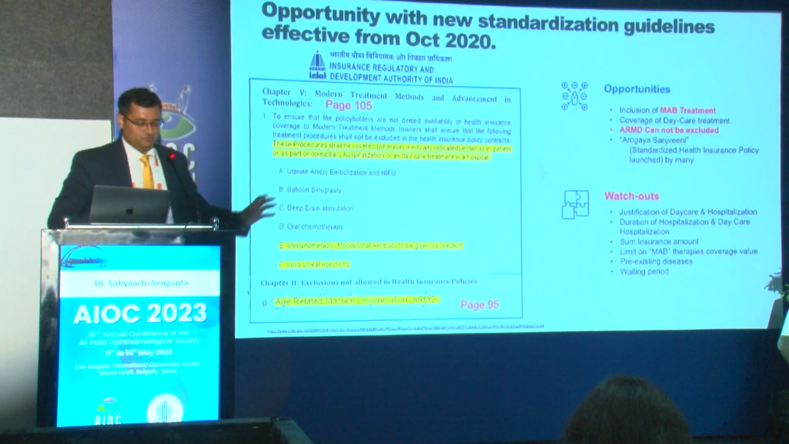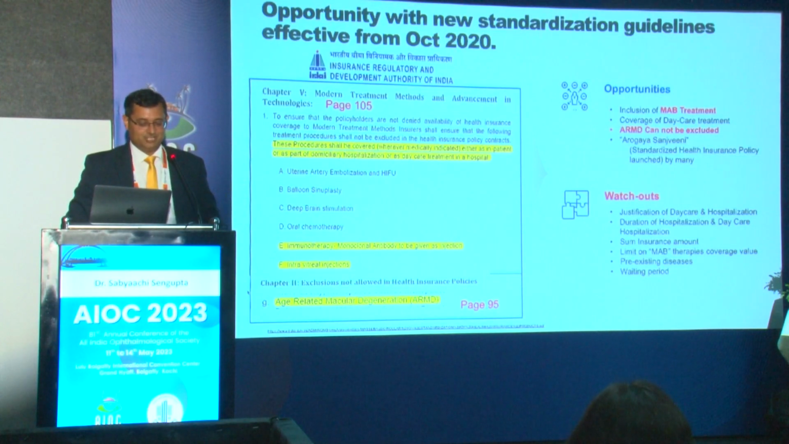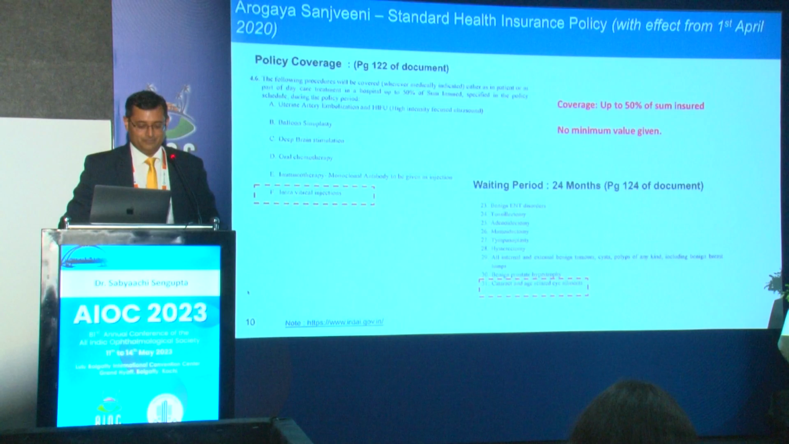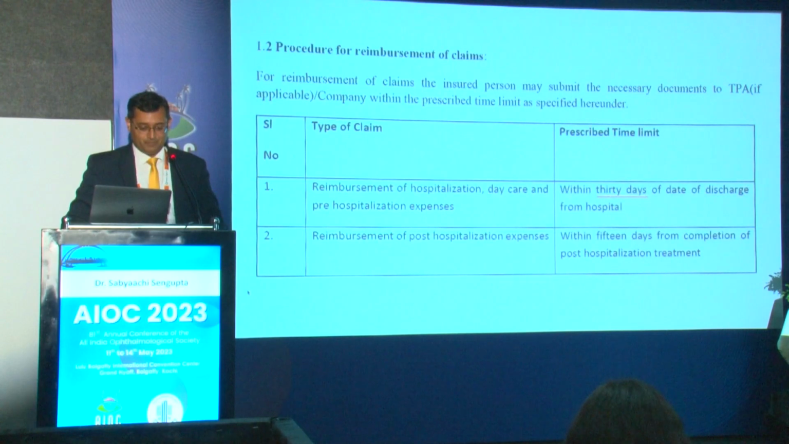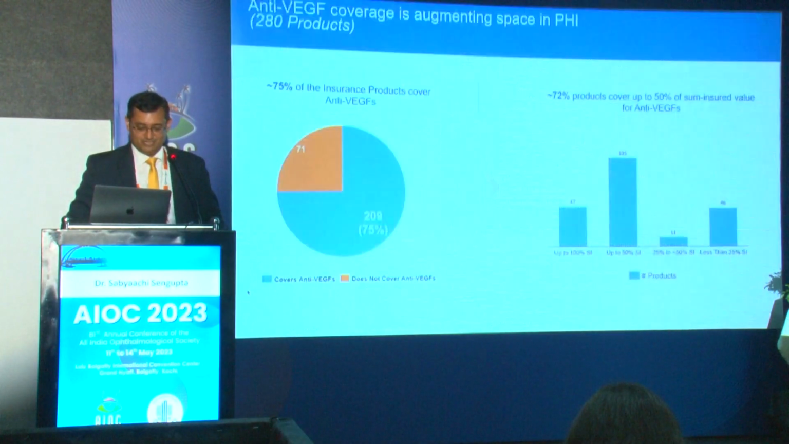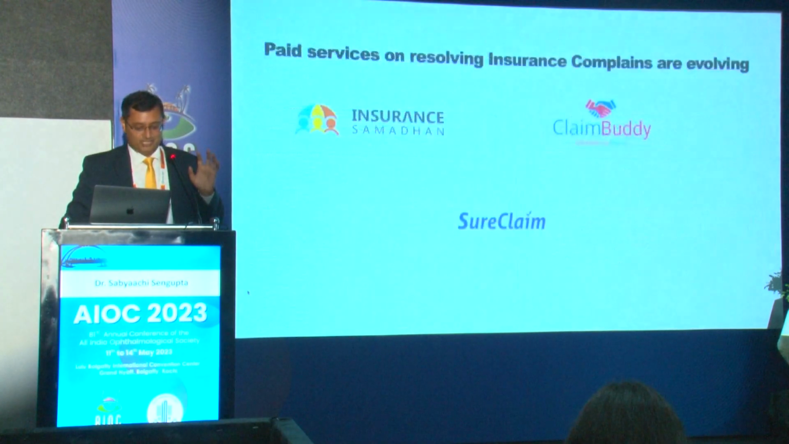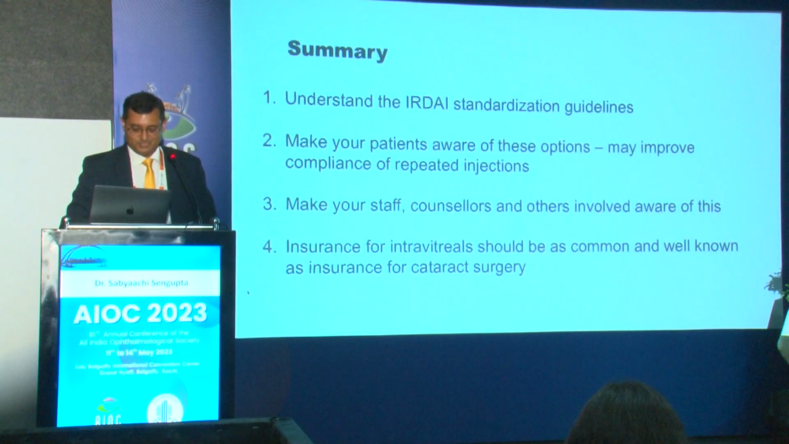This is the crux of the whole thing, where the government of India came up with new standardization guidelines. The IRDAI came up with these guidelines from October 2020, where they said that anti-VEGFs cannot be denied insurance. This is a QR code; if you have the time, you can scan it. What they've said is intravitreals cannot be denied. The coverage that is allowed is 50% of the sum insured. No minimum was given, but intravitreal injections, and especially biologics, cannot now be denied insurance coverage. A lot of meetings have been done, but the overall crux of the story is that intravitreal injections now cannot be denied. I think that was pretty much it.